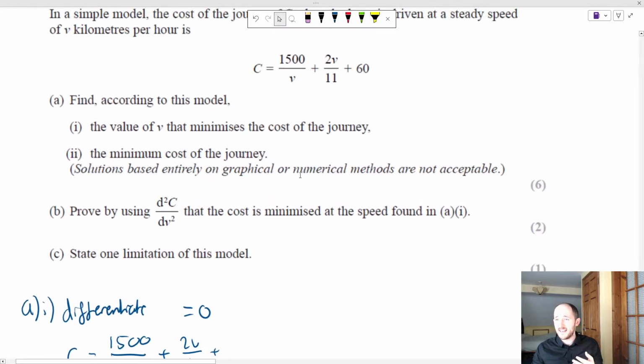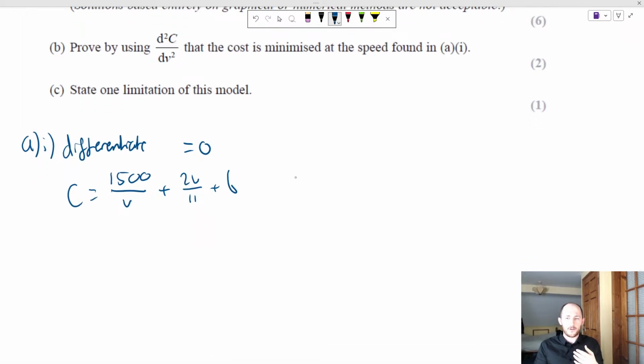What was it, plus 60? Yeah. We can't differentiate that yet because, unless you guys have read ahead, you can't differentiate things on the bottom. So we need to use indices to just quickly bring this up to the top. And I'm going to write it in a nice way that makes me happy. 2 over 11 times v plus 60.